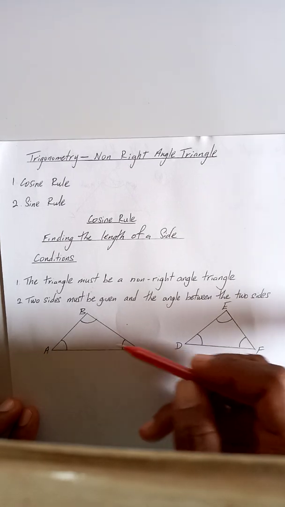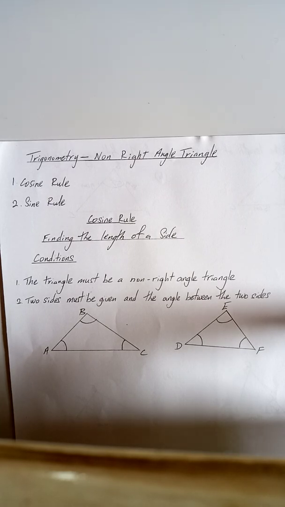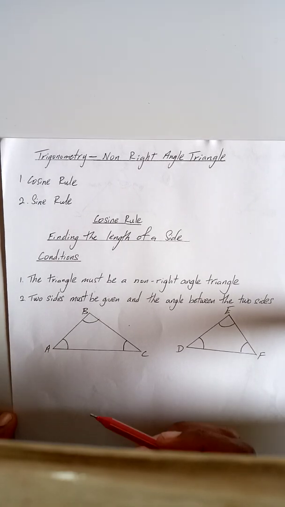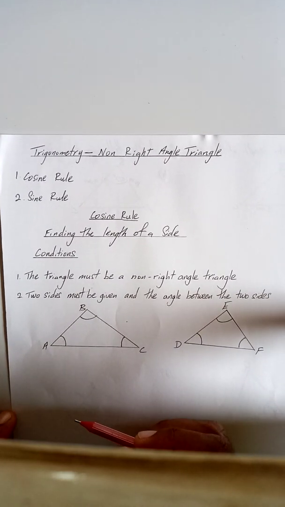And we should understand also that a non-right angle triangle is a triangle where no angle is exactly 90 degrees. The angle can be greater than 90 degrees or less than 90 degrees.